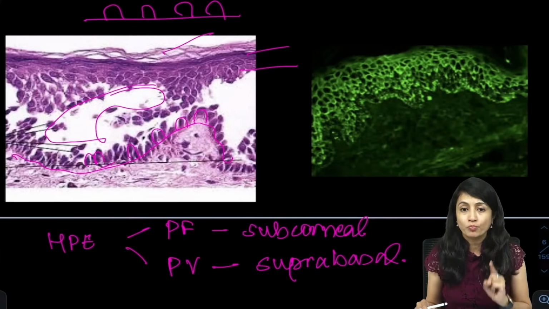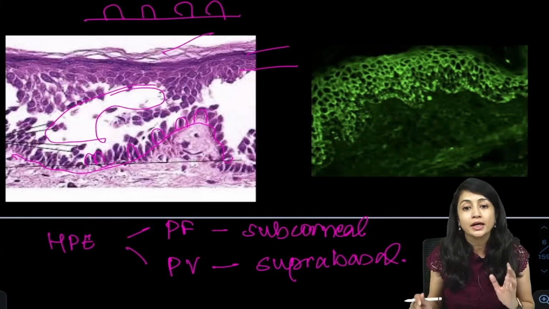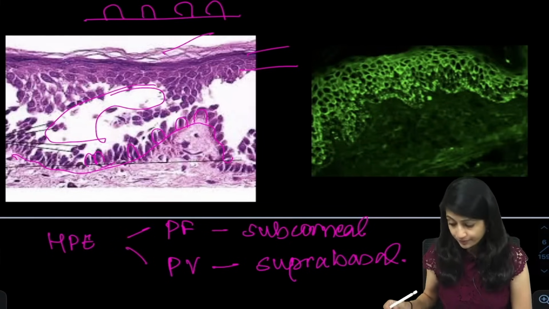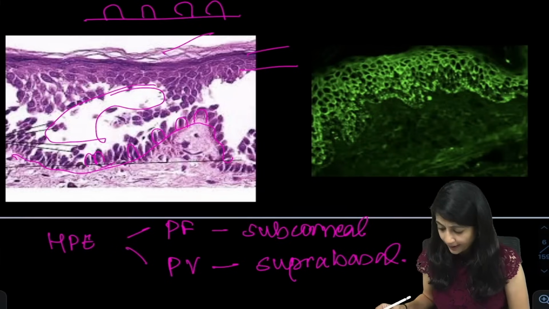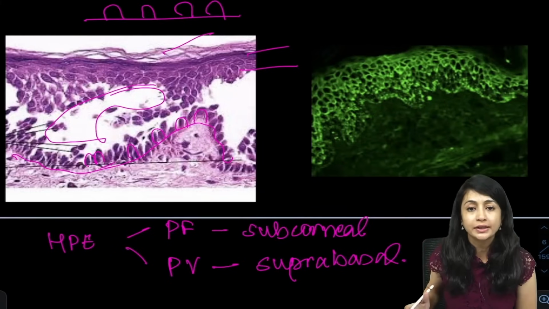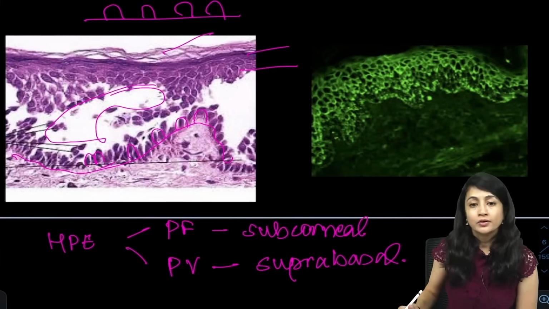Another very, very important pointer. What is the classical DIF appearance? What is the classical DIF appearance in both PV and PF? Very good. So what is the classical DIF appearance that I see? What is it called?